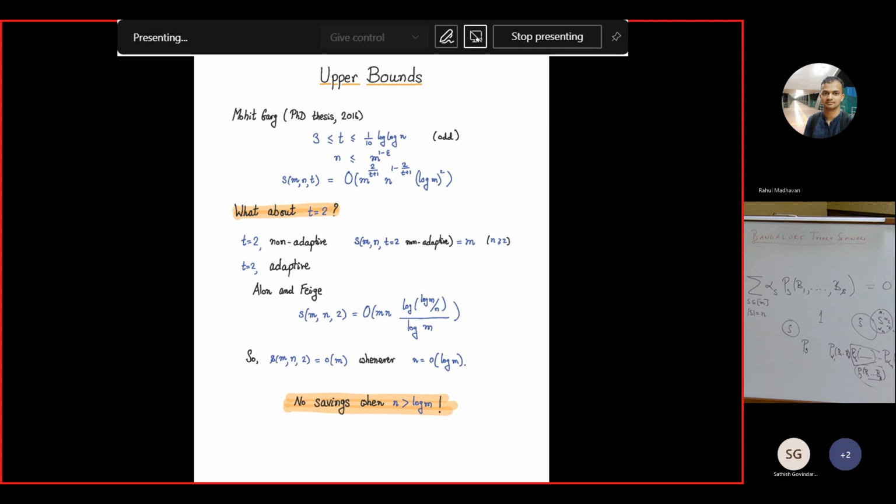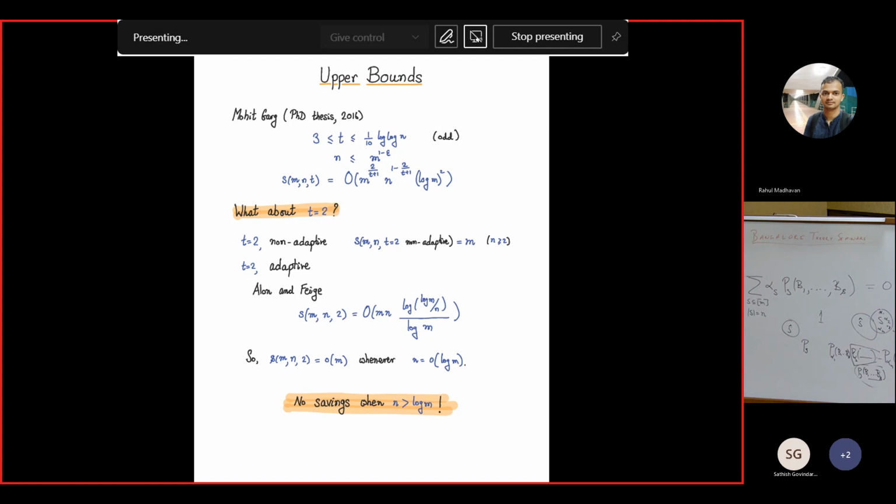But with two probes adaptive, what can you do? And so Alon and Feige showed, around 2007, that you can actually get some savings. I'll try and explain.